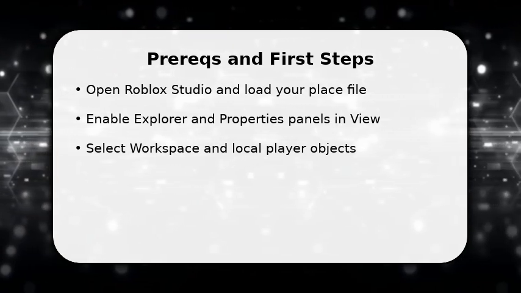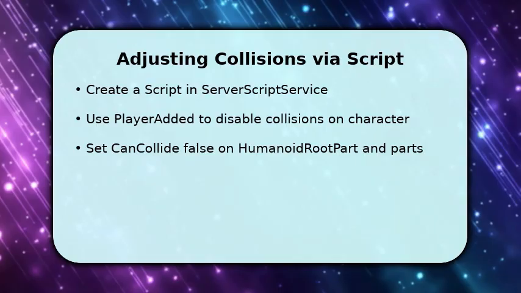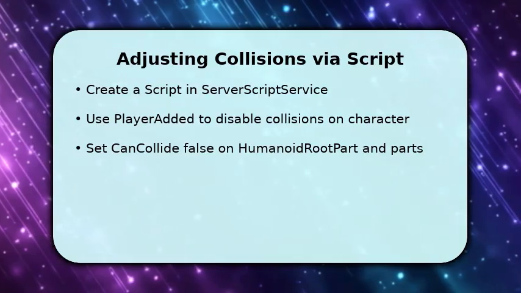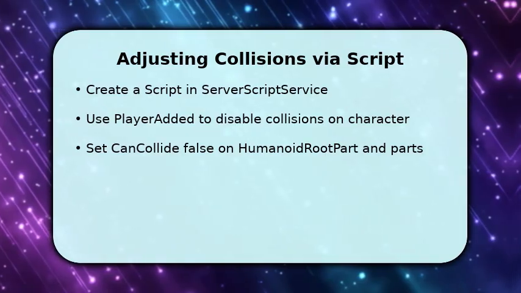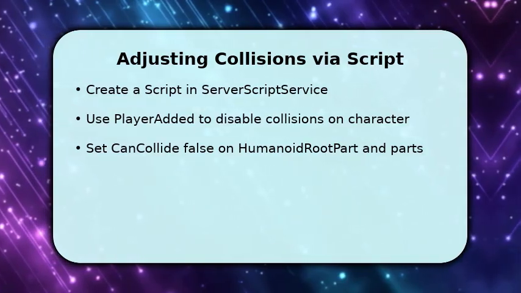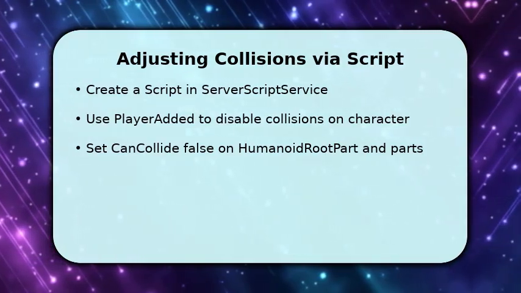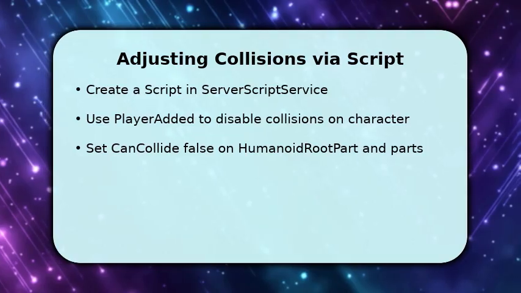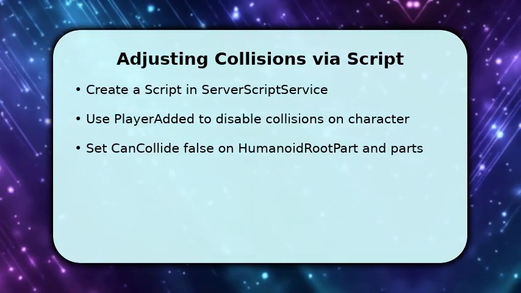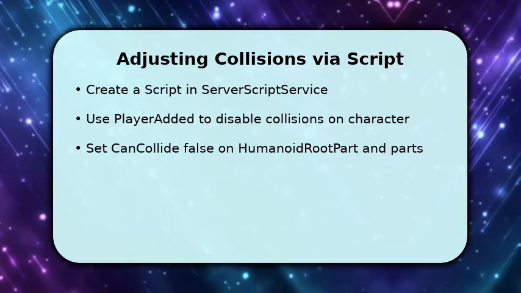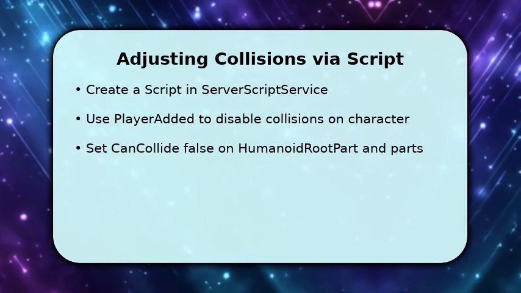You will now implement the core change using a server script for reliability across clients. Create a script in Server Script Service and connect PlayerAdded to a function. When a character spawns, wait for HumanoidRootPart, then loop through its parts. For each BasePart set CanCollide equals false and CollisionGroupId if using custom groups. This ensures physics ignore player-to-player contact.